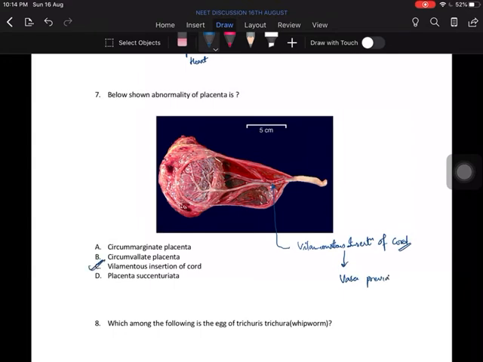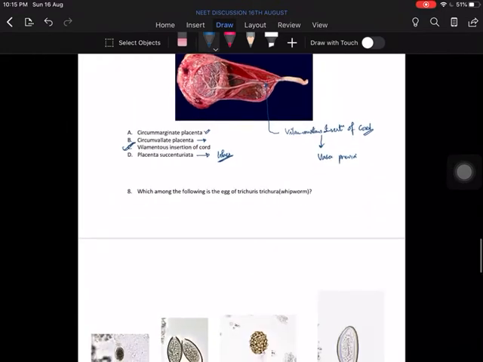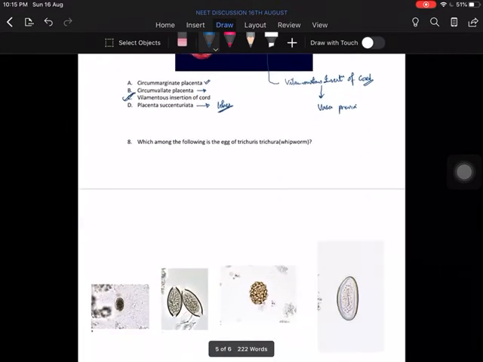Next. Placenta circumcuriata is when the placenta is divided into different lobes. Circumvallate placenta is when the amnion and the chorion overlap over part of it, and circummarginate is the attachment of the amnion and chorion at the periphery. Which among the following is the egg of Trichuris trichiura, which is whipworm?